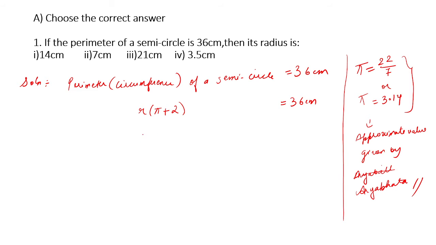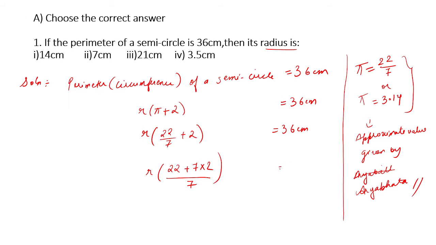Therefore, can I write this as, what are we asked to find? We are first asked to find the radius. So radius plus pi, I'll write it as 22 by 7. Okay, try to avoid fractions for now. Is equivalent to 36 centimeter. Now you take the LCM. 22 plus 7 into 2 by 7 is equal to 36 centimeter. Then you can write this as 22 plus 14 by 7 is equal to 36 centimeter.